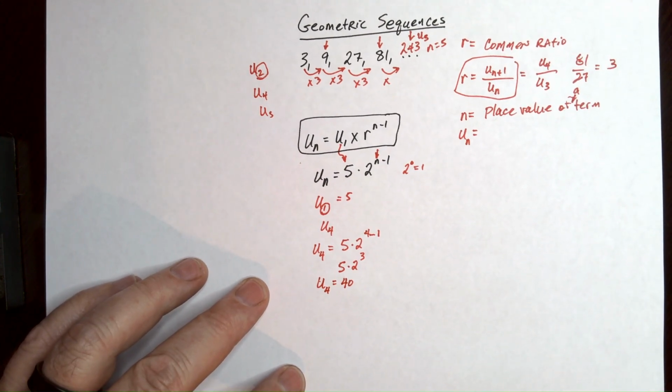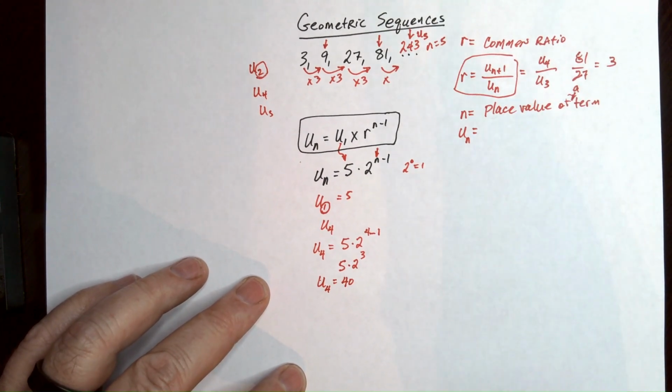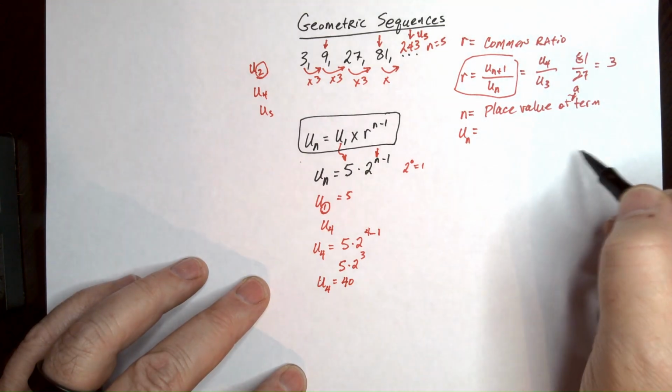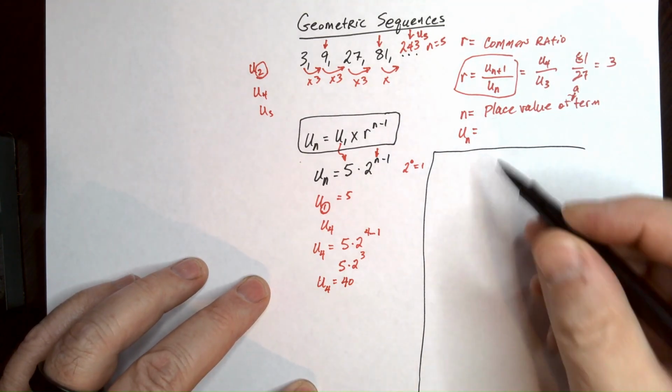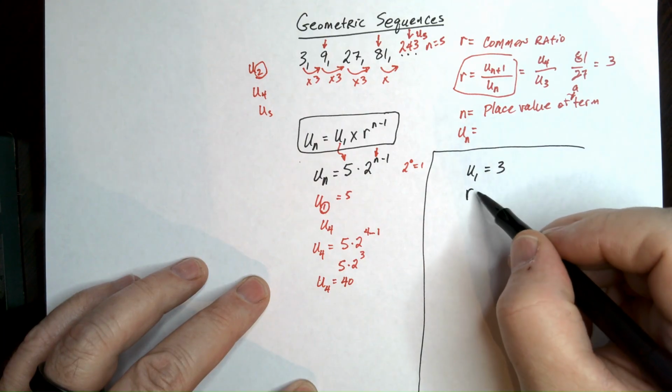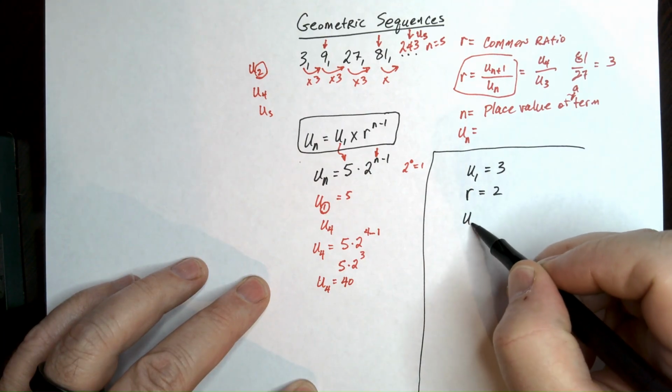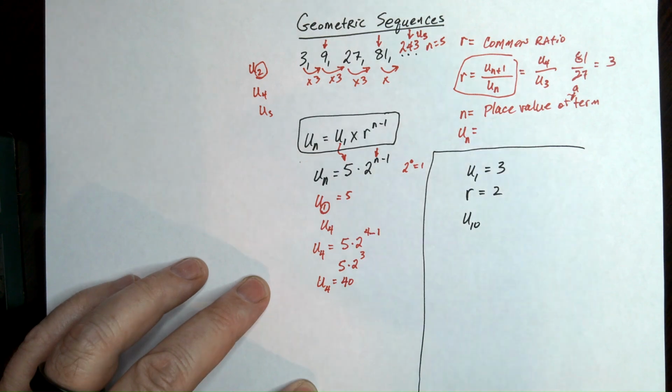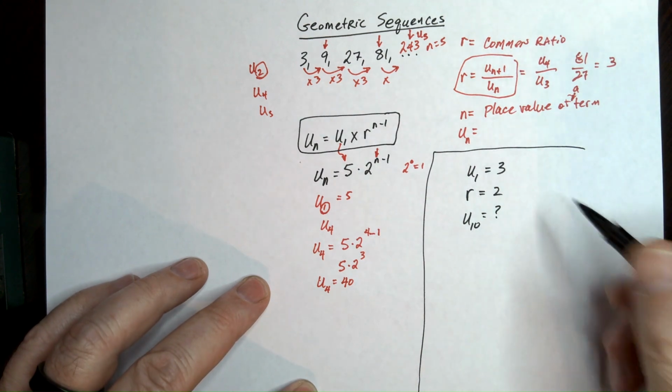All right, let's see one that's just a touch trickier. Let's say we had a geometric sequence, right? And we were told for the geometric sequence that the first term was 3, the common ratio was 2. We needed to find u10. All right, we can do this. Let's start off with our formula.